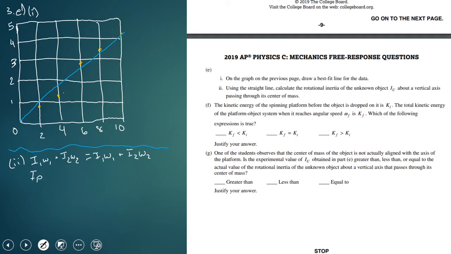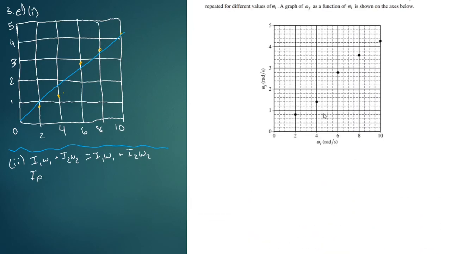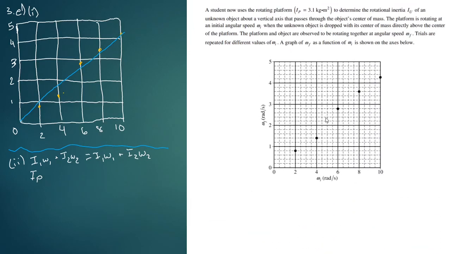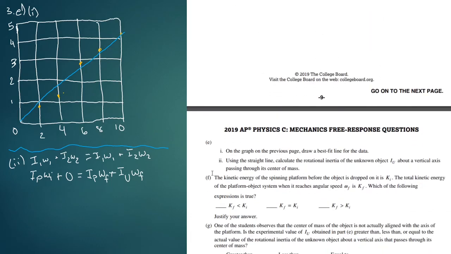I_P, and then we have our omega. We have an initial speed of omega I. And then this is 0, equal to, and then they both rotate together at angular speed. So it's similar to before, in which case we have I sub P omega F plus I sub U omega F. Right? And if we try and combine, we're trying to solve for I_U, right?